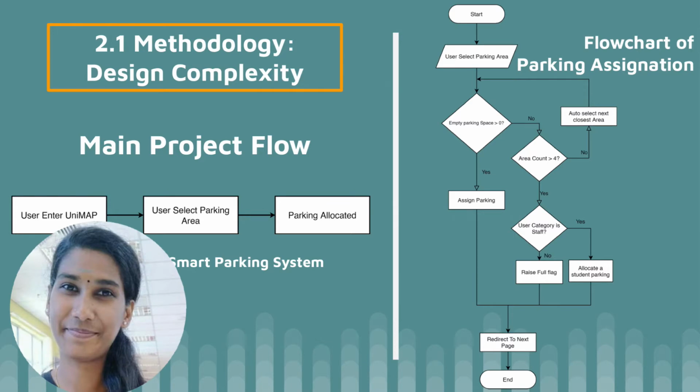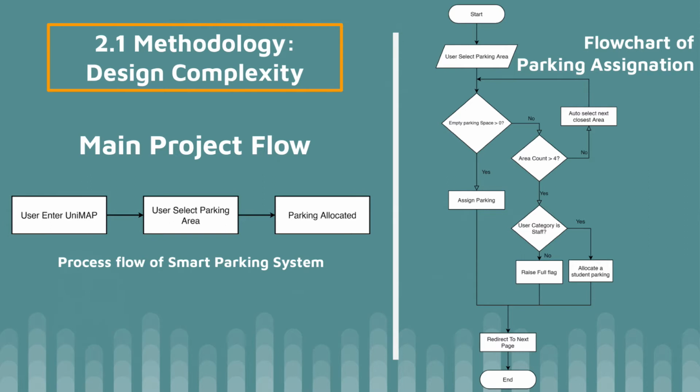Hello, my name is Vaideswari. I will explain about methodology. This is the system flow. It starts with user entering Unimap, then user will choose parking area and then a parking space will be allocated. This flowchart shows the details of parking assignation process.